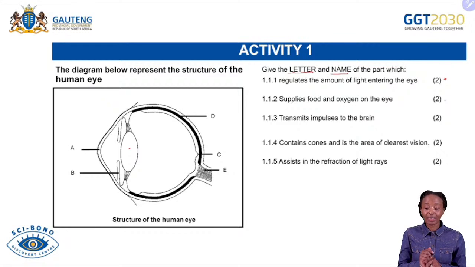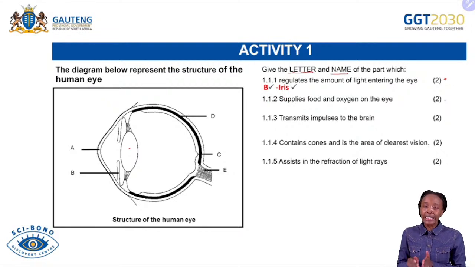So the part that regulates the amount of light entering the eye, if you remember very well when I was explaining on the previous slide, we said there is this part that has the circular muscles and the radial muscles. Which part is that? We said that part is the iris. So the correct answer for 1.1 would be B, and the answer is iris. So let's see. Yes, it's B, iris.